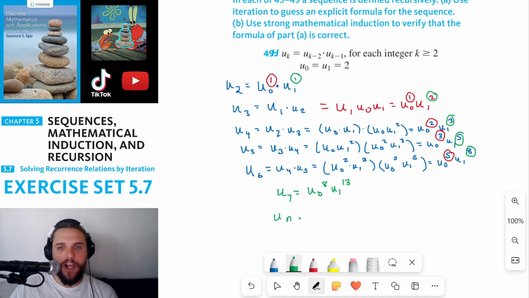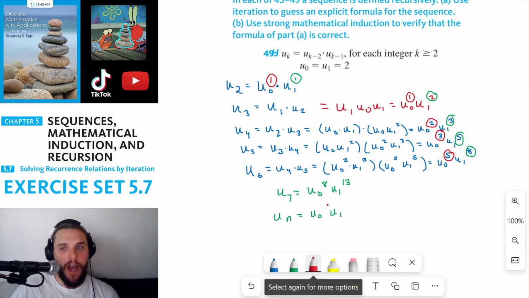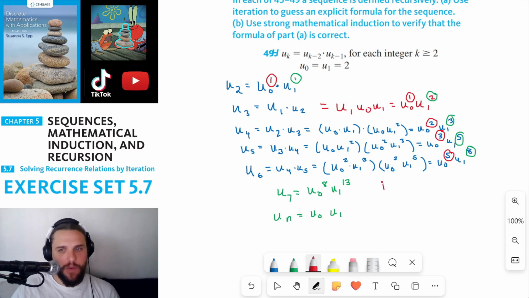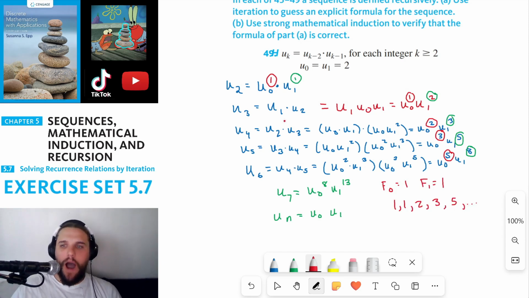In general, u sub n is just u sub 0 to some number, we'll talk about that exponent, times u sub 1 to some number. The first exponent is a Fibonacci number, but which one? Well, in the Fibonacci sequence, f sub 0 is 1, and f sub 1 is 1. So here's just the beginning of the Fibonacci sequence. What I'm going to do is try to draw a relationship between the value of the index here and the corresponding exponent.